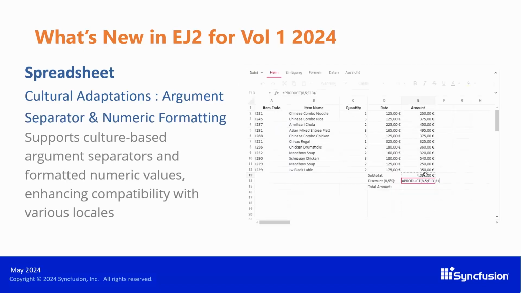Next, we have an update in the spreadsheet component. The spreadsheet now recognizes the culture-based argument separator in the formula. For example, Excel files use semicolons as argument separators for formulas instead of commas in the German culture.